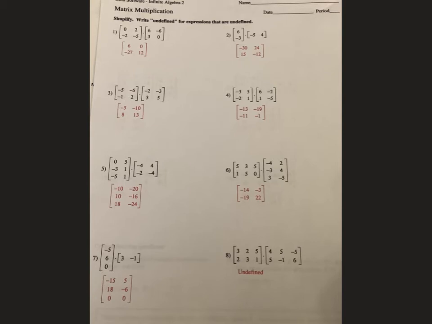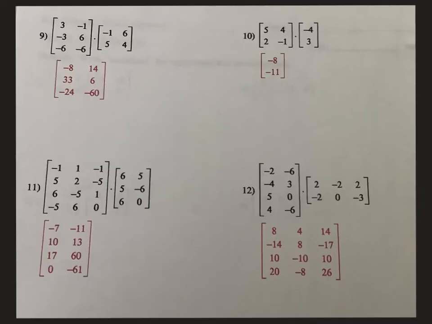5 is negative 10, negative 20, 10, negative 16, 18, negative 24. 6 is negative 14, negative 3, negative 19, 22. 7 is negative 15, 5, 18, negative 6, 0, and 0. 8 is undefined. All right, and then 9 through 12, number 9 is negative 8, 14, 33, 6, negative 24, and negative 60.